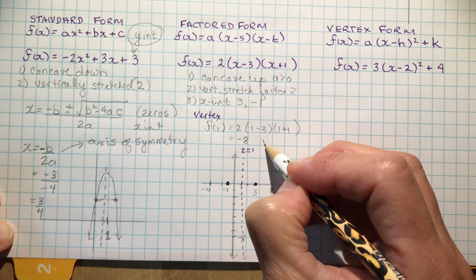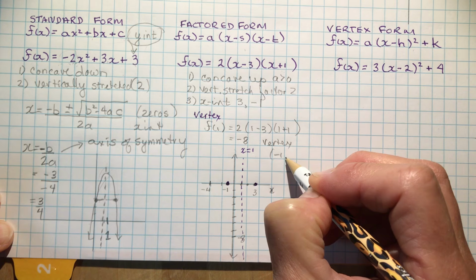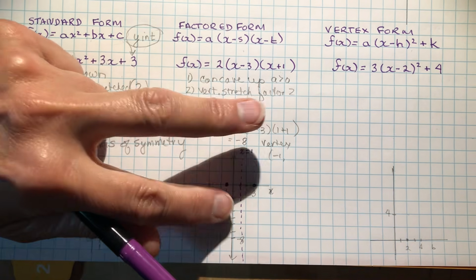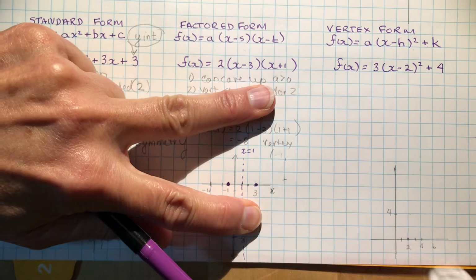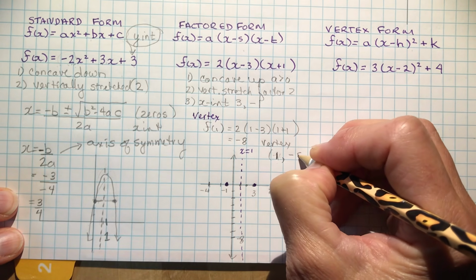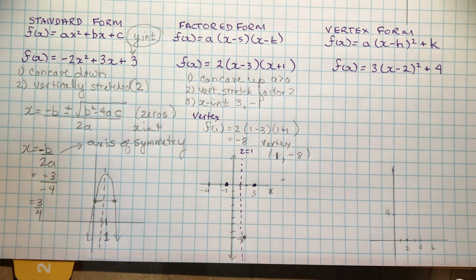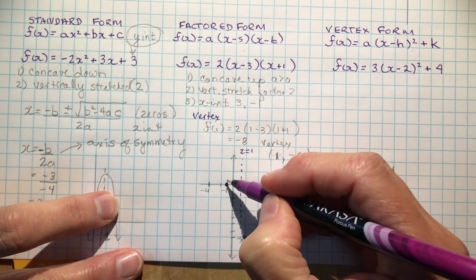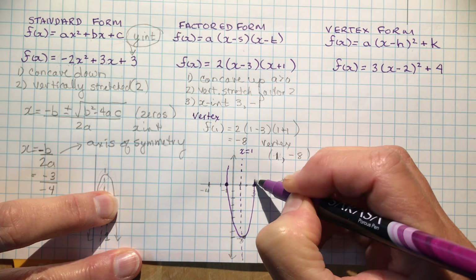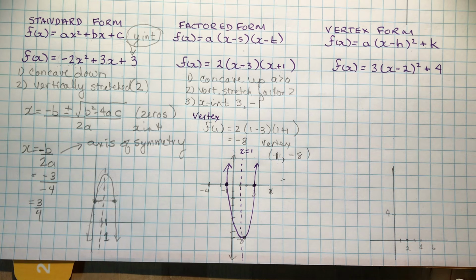So that means the vertex is going to be 1 and -8. So 1 and -8. That's going to be right there. So I can make a really good sketch of this one. I have lots of information. It's going to go down like this, back up like that. It's concave up. Everything is good.